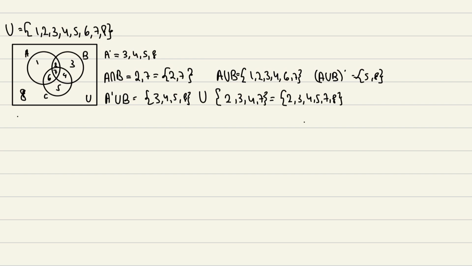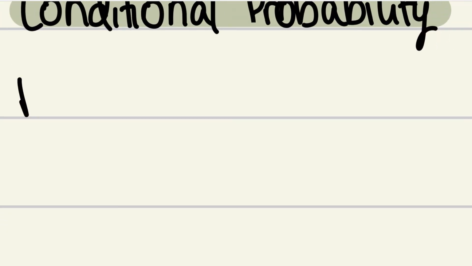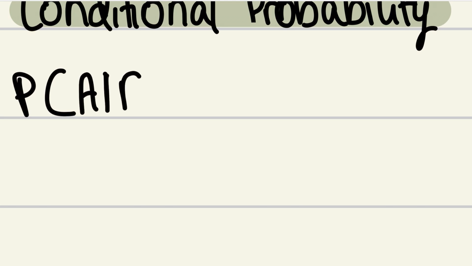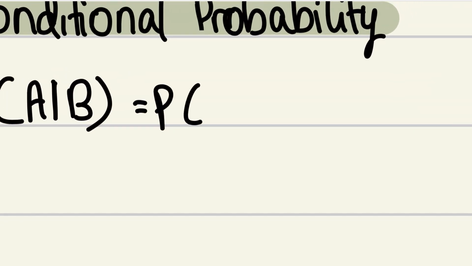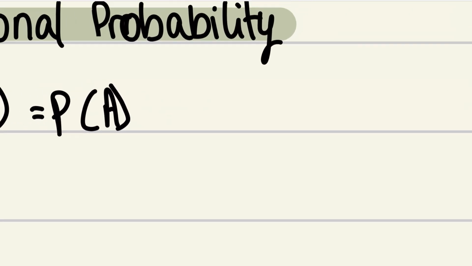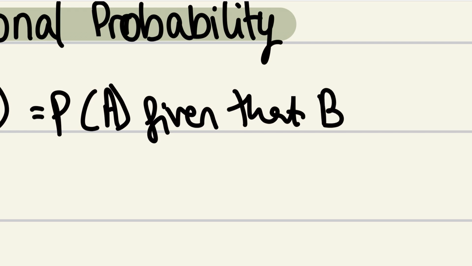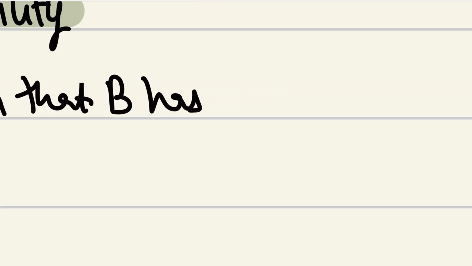Now let's look at conditional probability. Conditional probability is essentially just the concept of the probability of an event happening given that another event has already happened. So the notation of this is P of A, and then the line over here represents given that B has happened. So this means P of A given that B has happened, or like B is happening.